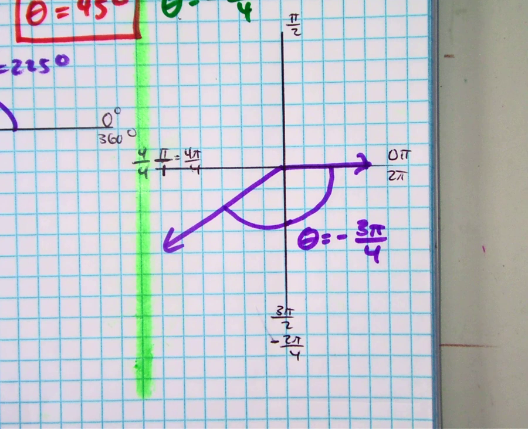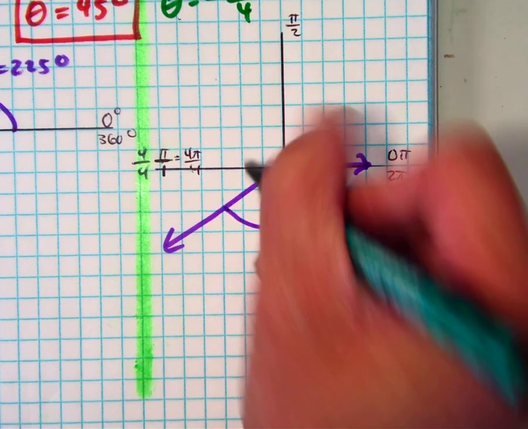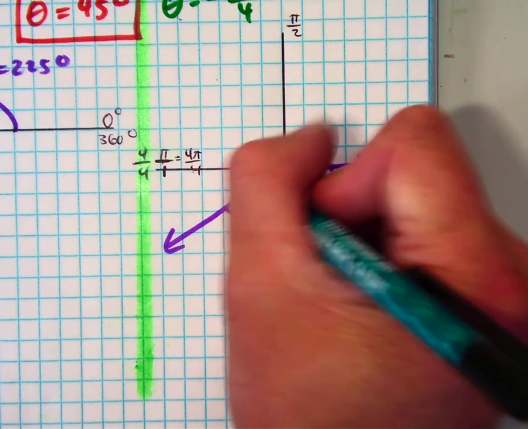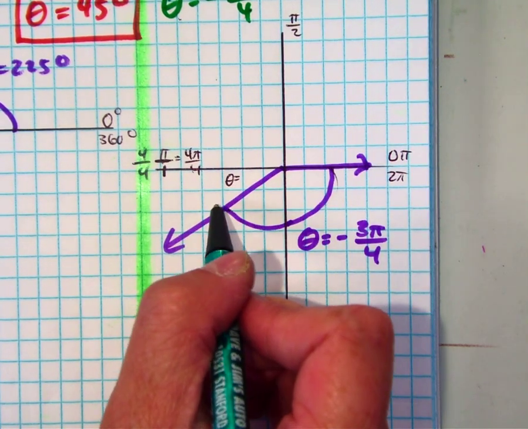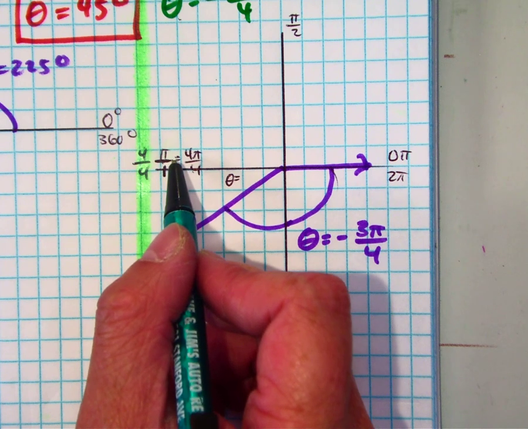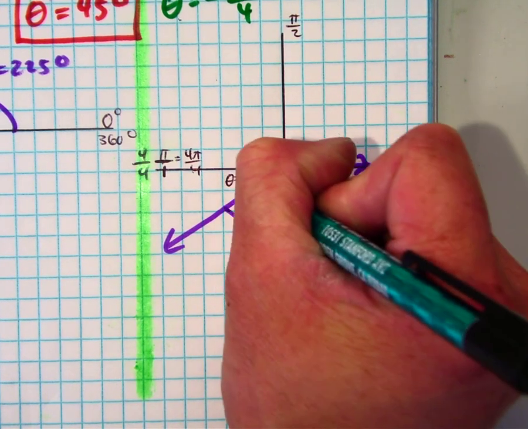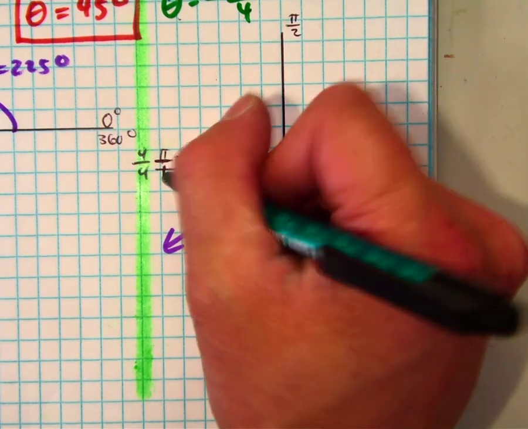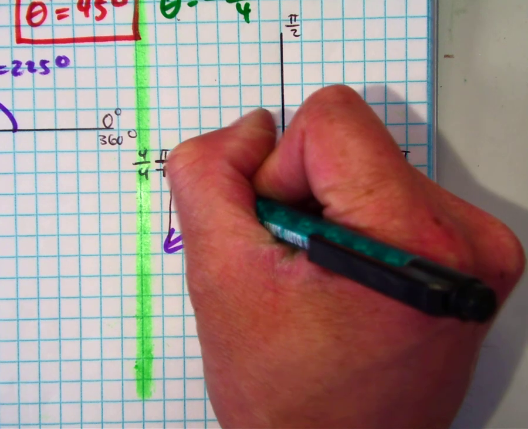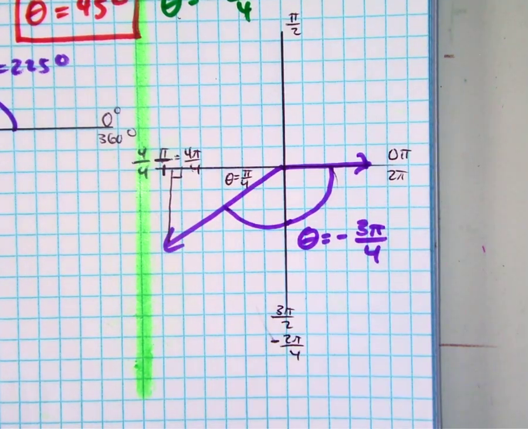If from this distance to here is negative 3 pi over 4, how much is this one over here? Pi over 4. Now, that direction is just negative pi over 4, right? But it's a reference angle, so it has to be positive in the cube. So my answer is pi over 4. There's my right triangle. And then from here, later on, we're actually going to evaluate the trigonometry.